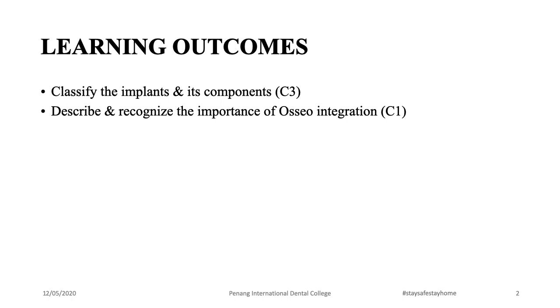Learning outcomes in this lecture: we would learn about implants. We would also know about different types of implants, so classify the implants and also the different components or the parts of an implant. Describe and recognize the importance of osseous integration.